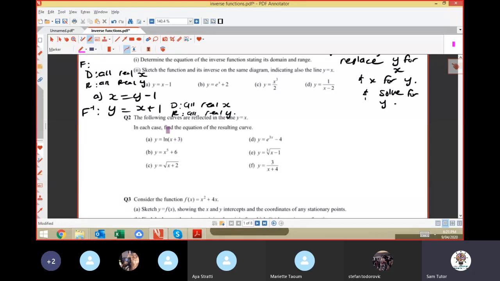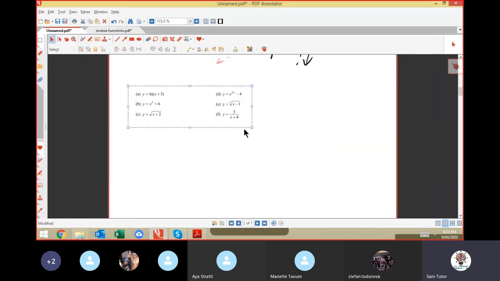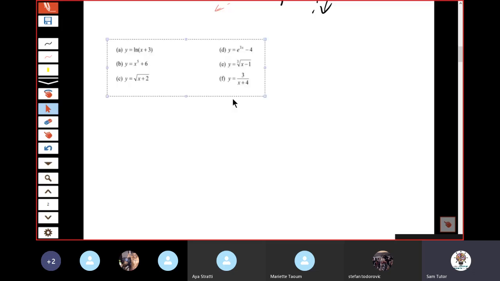Okay. Find the equation of the resulting curve of these. So I'm going to get you guys doing that for me now. You're not going to graph, you just have to work out your inverse function. So just swap y and x and solve for y again. Start with the first one, replace it, and then solve for y again. Don't forget, the opposite of logs is exponentials, and the opposite of exponentials is logs. Let me know if you're having any issues.